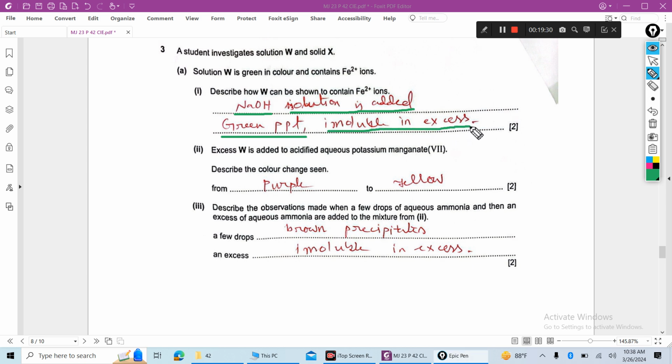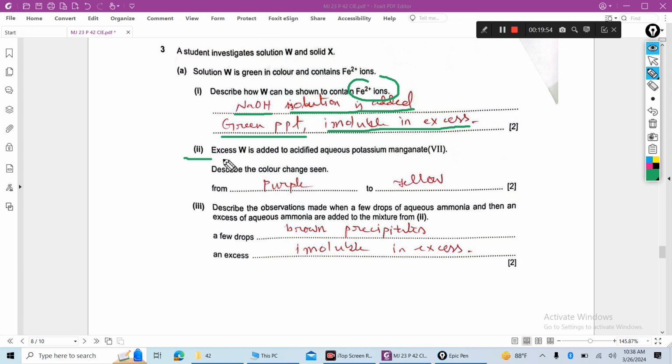The green precipitate is insoluble in excess sodium hydroxide. This is the test for iron 2 ion. When sodium hydroxide is added, you would see a green precipitate is formed, and this precipitate is insoluble in excess sodium hydroxide. So you will get the result of iron 2 ions.